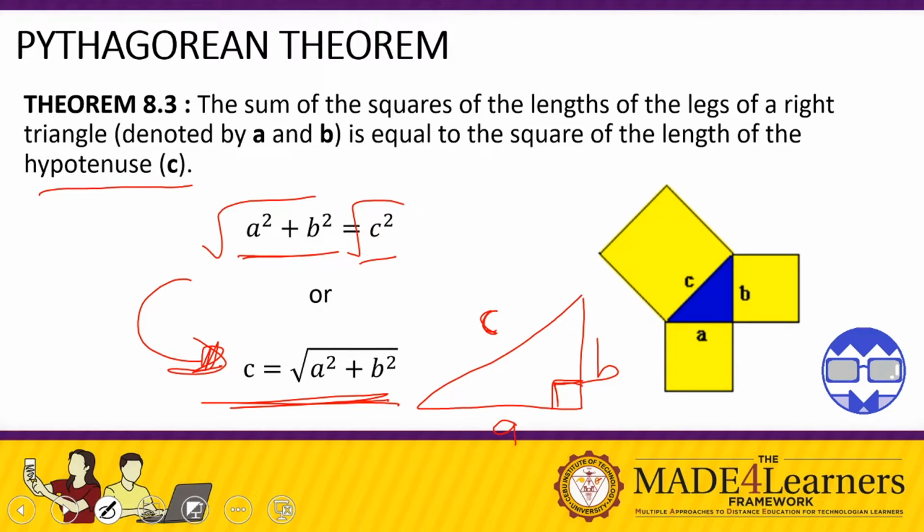Okay, so proof. Why is this true? Why is A squared plus B squared equals C squared? Imagine we have this triangle here. So look at this image here.